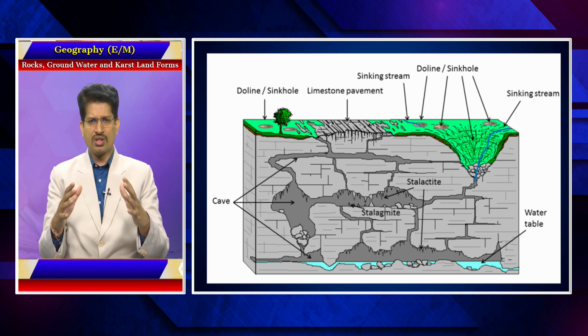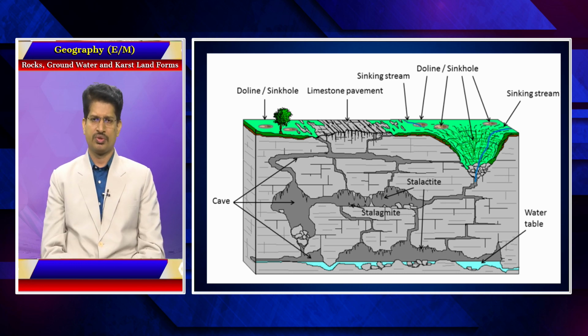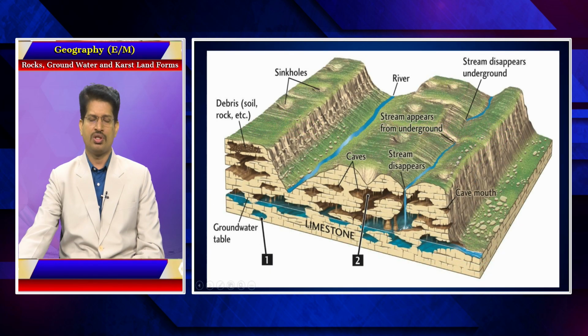So, chambers, caves, sinkholes, swallow holes, dolines are some of the structures formed in this kind of topographical structure known as karst topography. This is how you have different features. You have caves formed in the interior, streams flowing, the river which disappears, sinkholes. The stream disappears into the sinkhole and swallow hole.